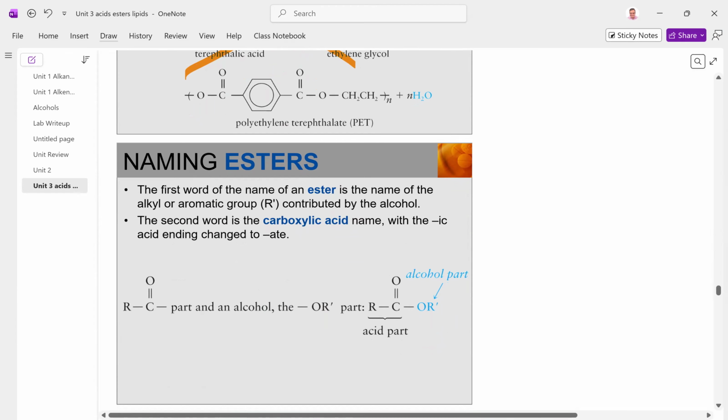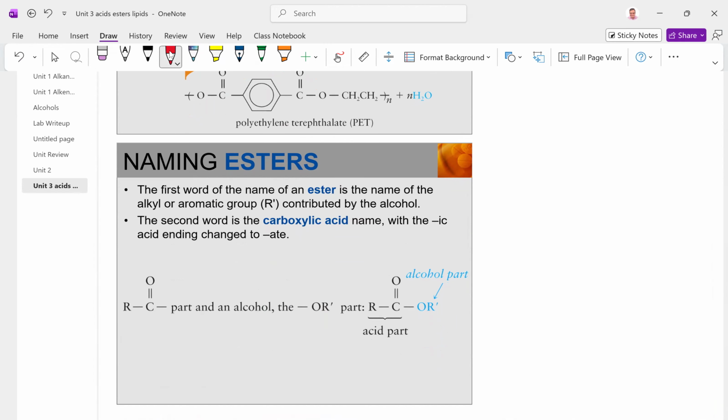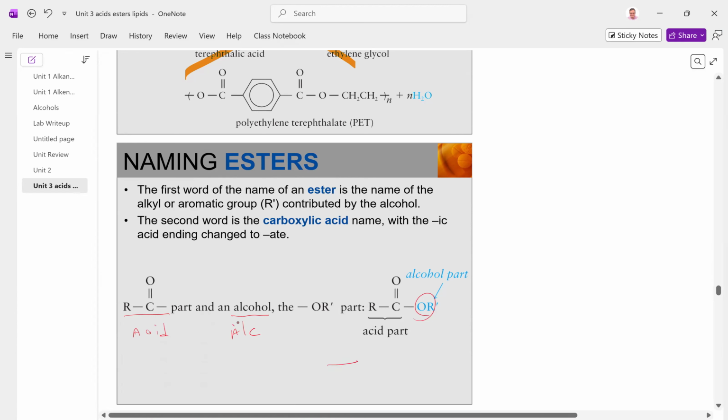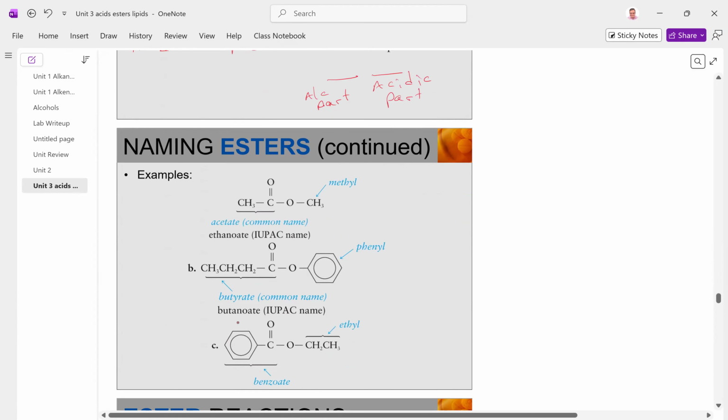Okay, naming esters. There are a number of parts of an ester. There is the alcohol part, there's the acid part, and then we're going to combine these two together. So the first part you name is the alcohol part. Second name is the acidic part. So let's look at this example here. And the acidic part, you put oate.